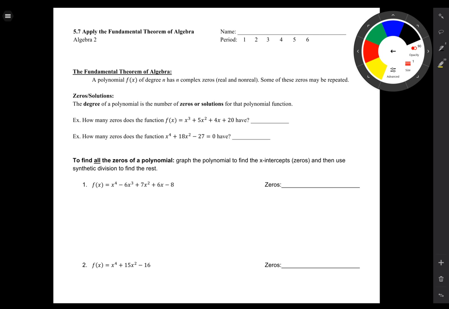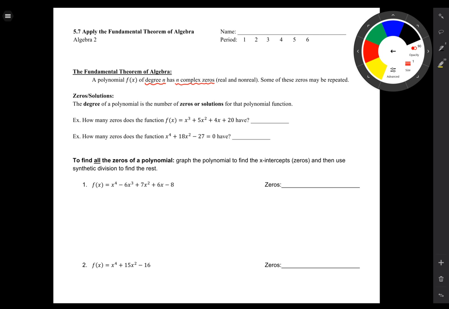A polynomial f of x of degree n has n complex zeros. When I say complex, that means real and imaginary. Some of these zeros may be repeated. So sometimes you will have 4 total zeros, of which x equals 3 and x equals 3. They're called a double solution because they repeat twice. Sometimes it's a triple.